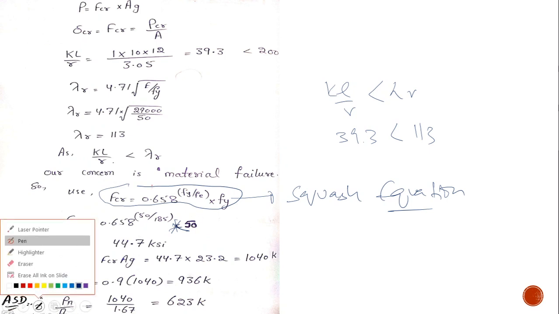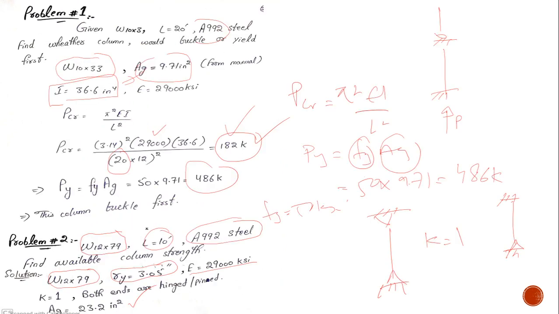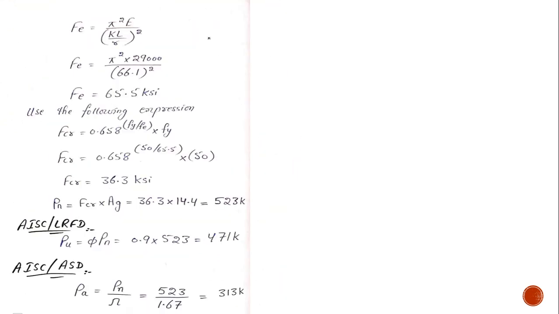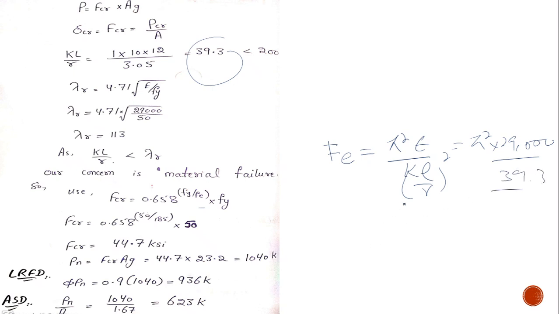Finally, Fy is 50 ksi. The effective stress I have computed is 185. I failed to write how I computed it, but this effective stress is easily computed using this formula: pi square E divided by the slenderness ratio. E is 29,000, and slenderness ratio is 39.3. You compute it and you will get this value, 185.